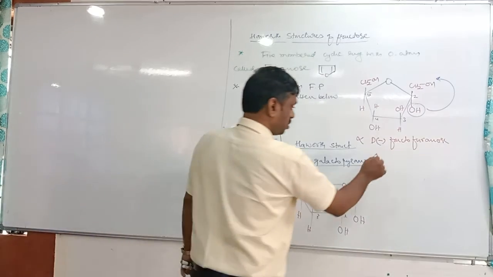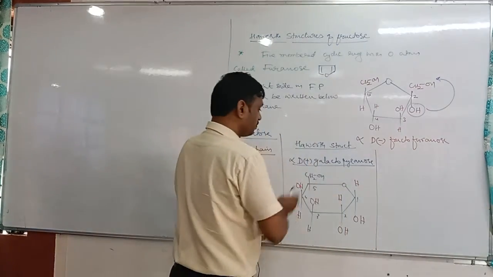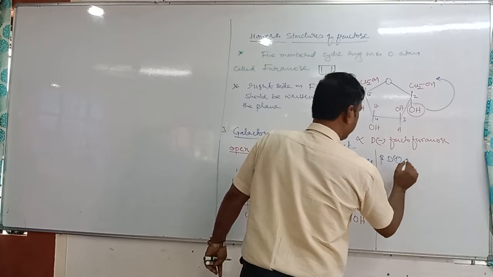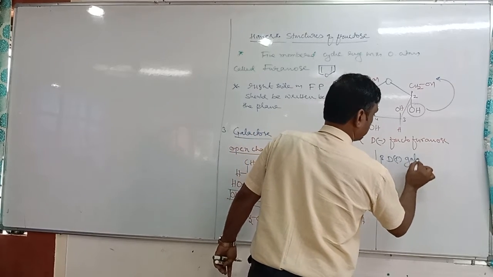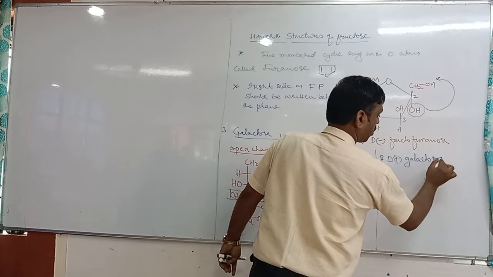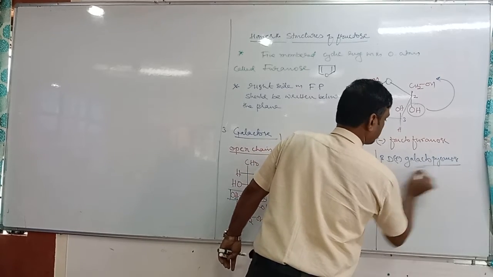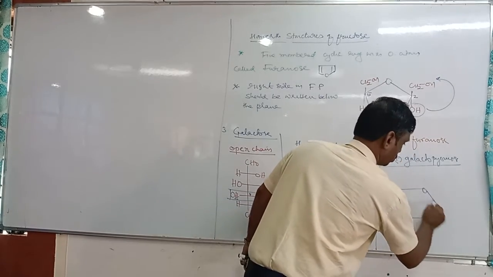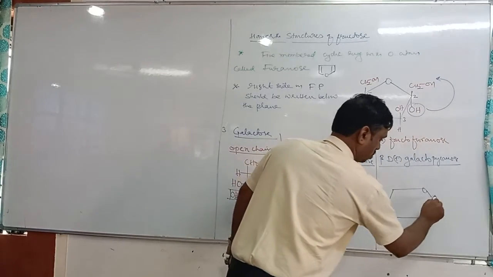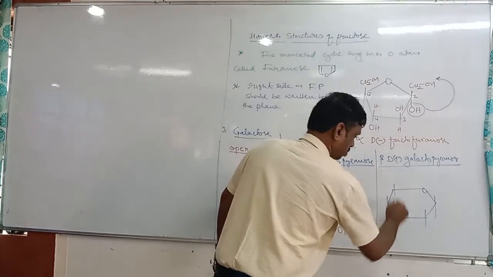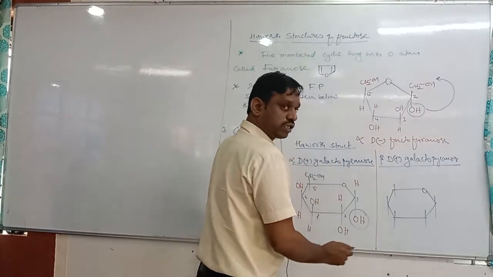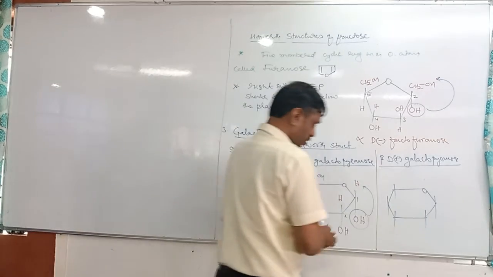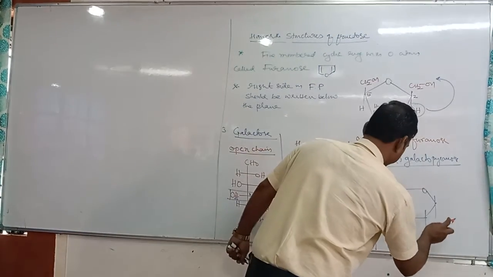Next, similarly, can you draw beta-D-galactopyranose? In case of beta-D-galactopyranose, only the first carbon OH, you bring up here and H down, so it becomes beta.